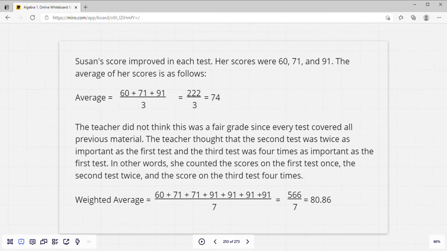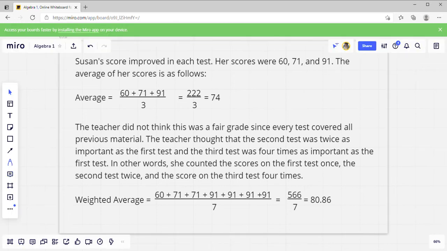All right, next part is about weighted average. Susan's score improved on each test. Her scores were 60, 71, and 91. The average of her scores is as follows. So remember, when we find average, we're going to add them each together, so 60, 71, and 91, and then divide by the number of numbers. So we add in, we get 222, divided by 3, her score would be a 74.